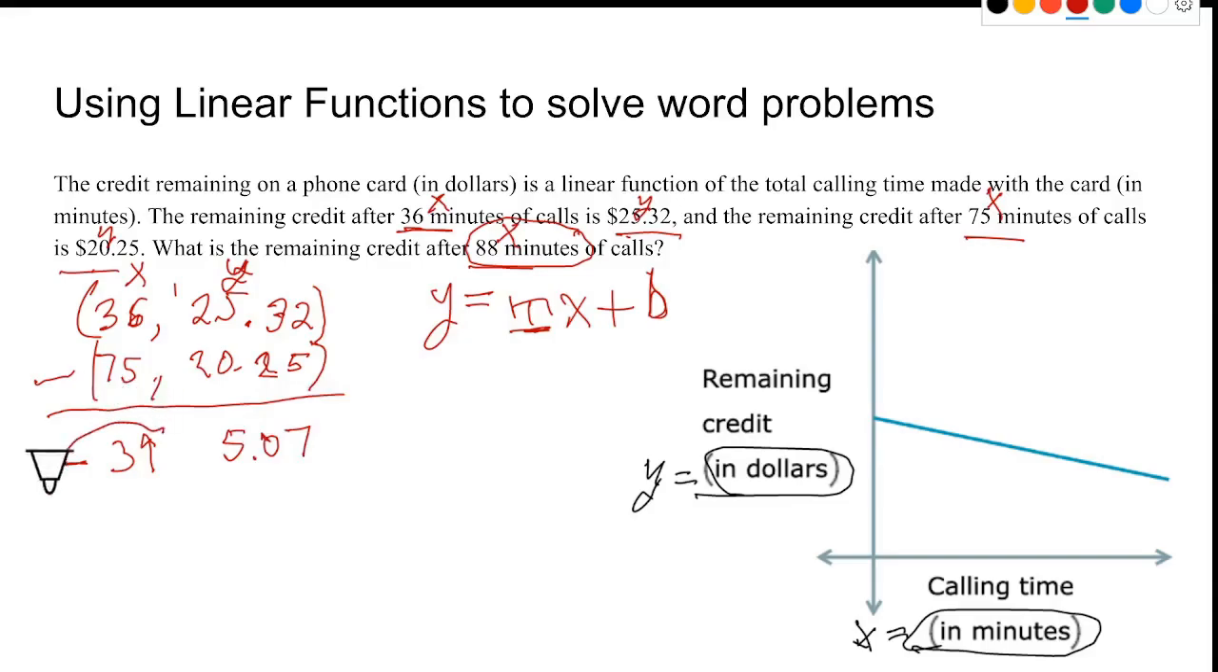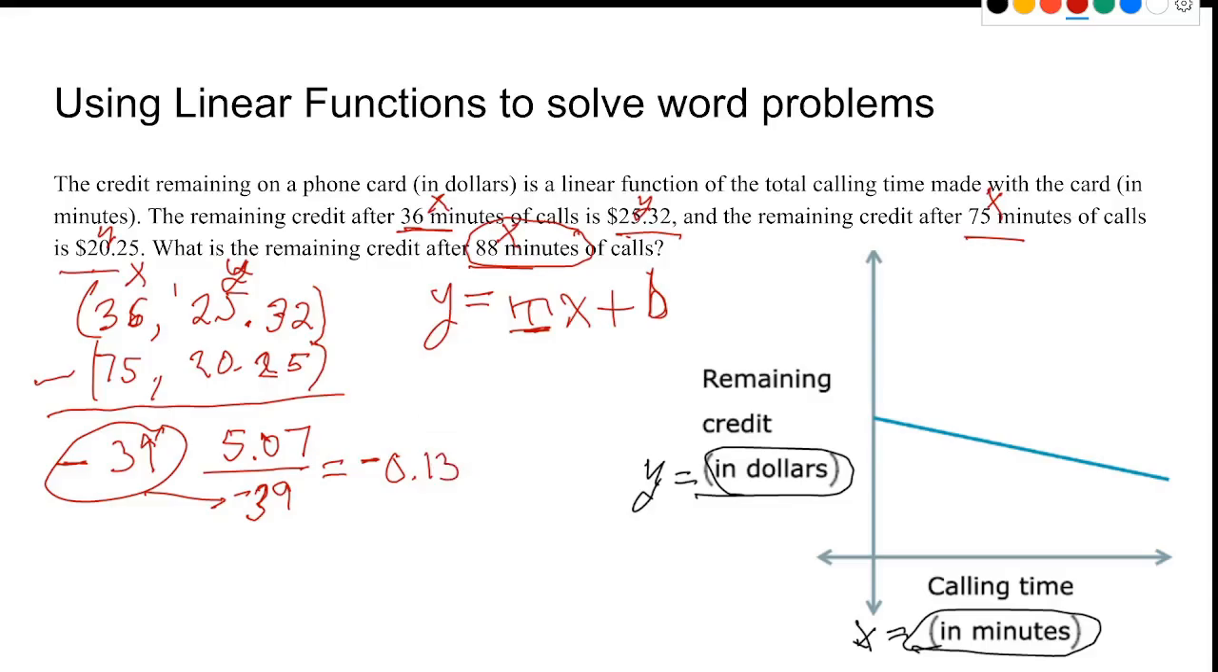And so we divide that by negative 39. We can see it's decreasing, so that's good. And that gives us a slope of negative 13 cents a minute. So they're charging us 13 cents a minute for using this phone card.